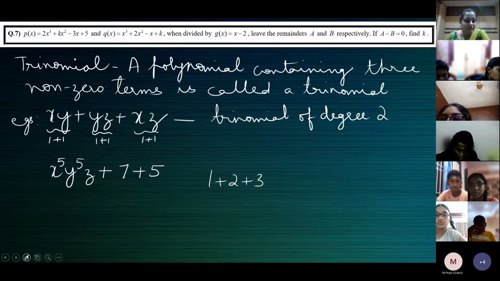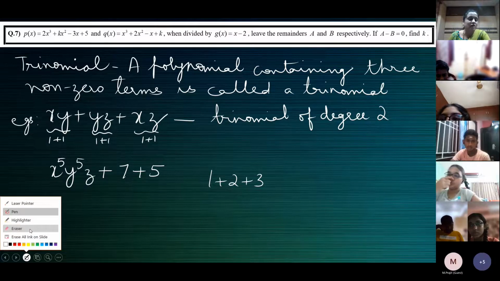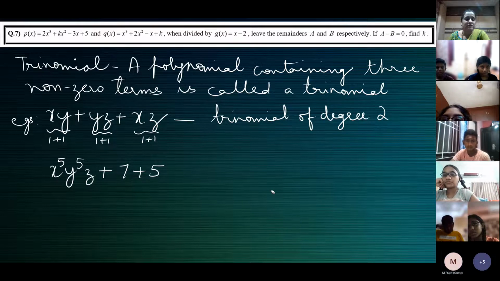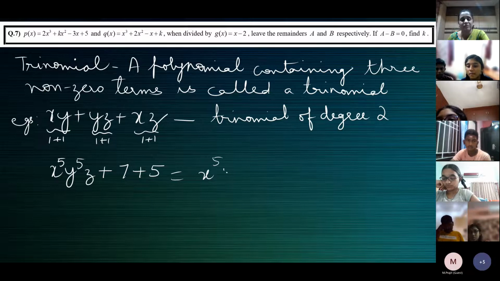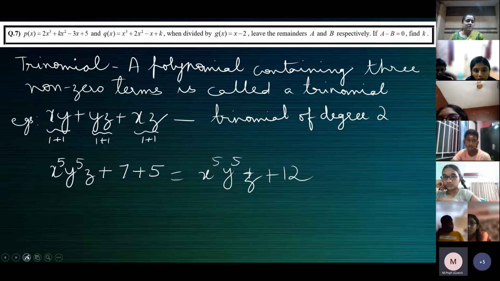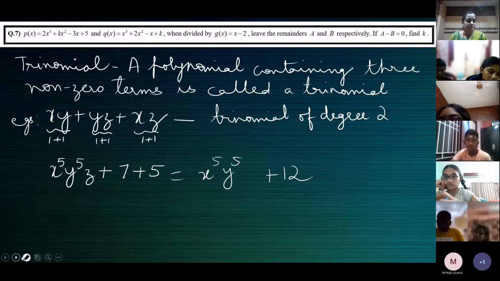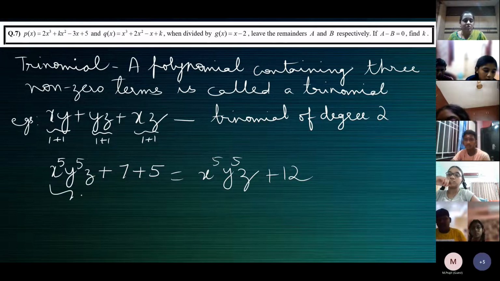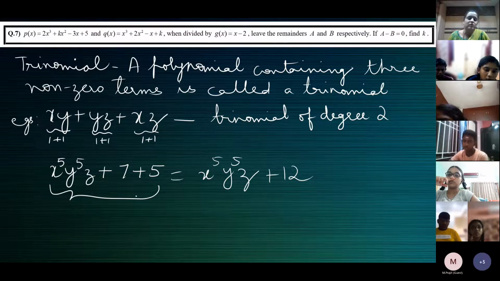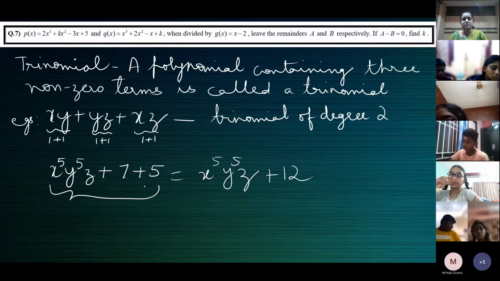So whenever you can simplify, you must simplify and then comment. This is not a trinomial. What I've written there is not a trinomial because you should simplify. Wherever possible, you should simplify. Oh, sorry, z plus 12. This is a binomial. This one, now I'm not joking, is not a trinomial. When you can simplify, you should first simplify and then give your comment.